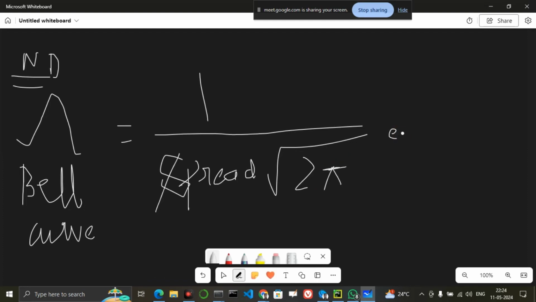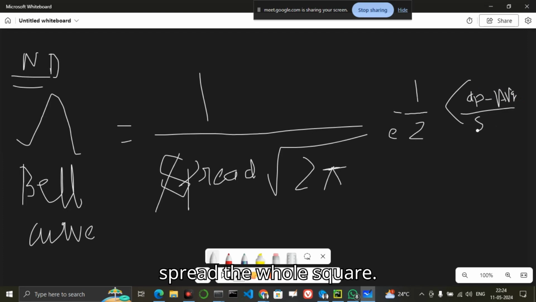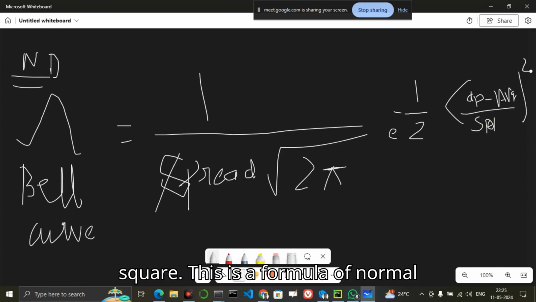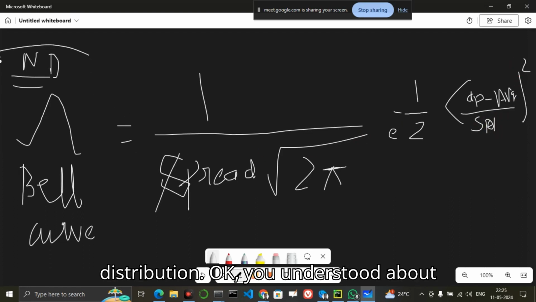Exponential of minus half of (data point minus average), that is dp minus average, divided by spread, the whole squared. SD, I will be writing, the spread, the whole squared. This is the formula of the normal distribution.